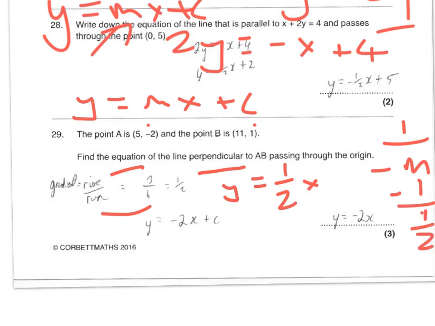Now 1 divided by a half is 2. It's a negative, so it's going to be negative 2, hence the gradient. It says that it runs through the origin, so the c value is going to be 0, so the line is just minus 2x. So just remember, the gradient was a half, you substitute that in for m, we know that it's minus the m value, so 1 divided by minus a half gives us minus 2x.